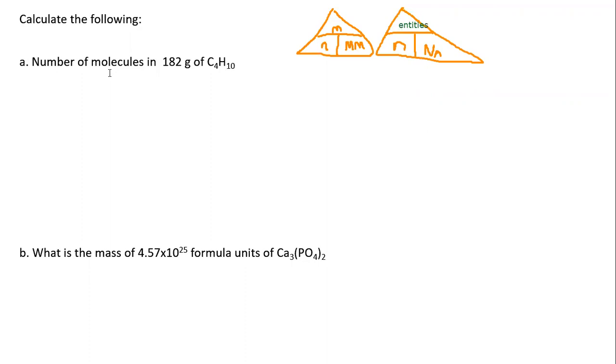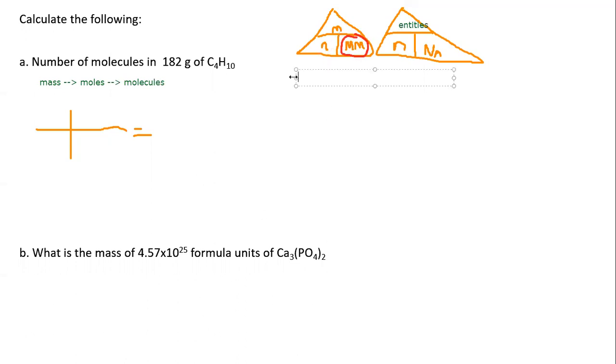So in the first one, we want to find out the number of molecules given a certain mass of a compound. If we were to map this out, we're going to take the mass, convert it to moles, and then convert it to molecules. In the first step, we take mass and convert it into moles, but as it shows up in this triangle, we need the molar mass. So we need to calculate the molar mass of C4H10, and then we can convert the mass into moles.